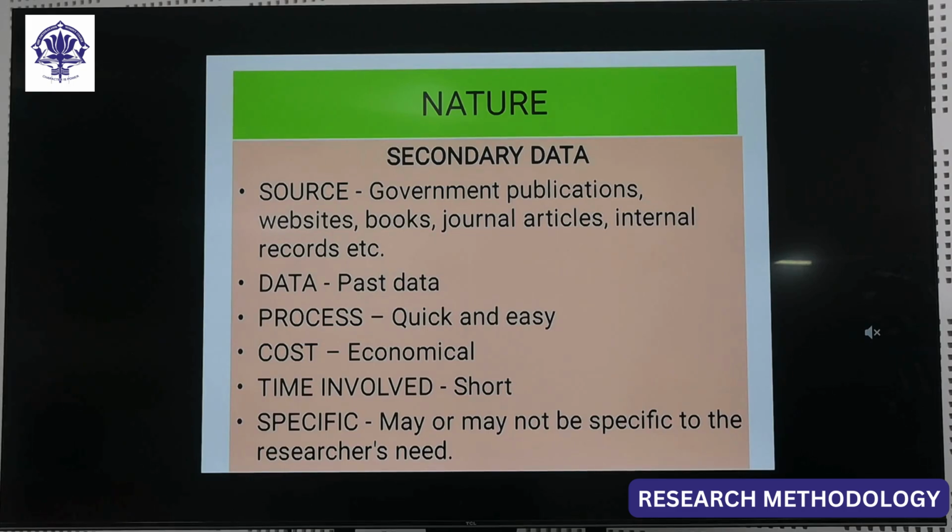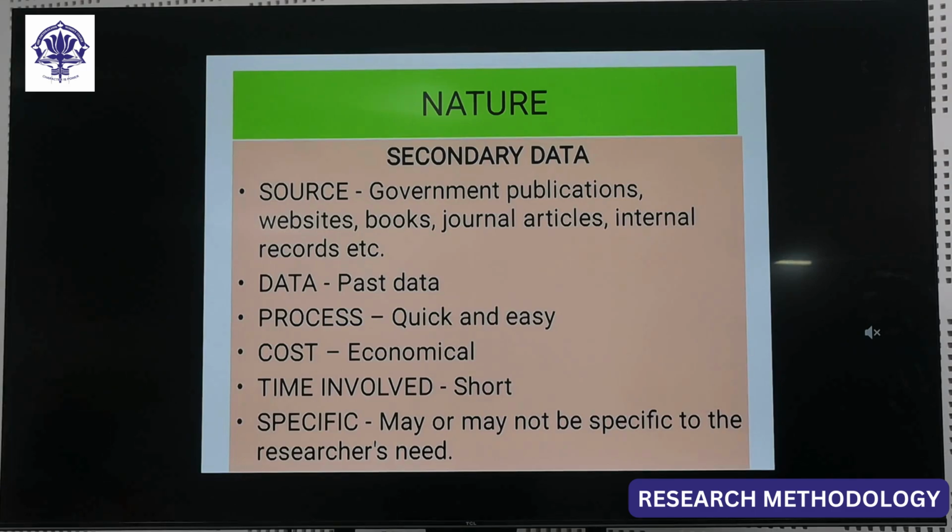Secondary data means data already collected by other persons, which we can go and take. The sources available are government publications, websites, books, journal articles, and internal records. These will already be prepared by some other person, so if the researcher wants, he can collect the data from those as well. Next is the type of data: it will be past data. It is already done, so it is past data. It cannot be a present one or a future one.